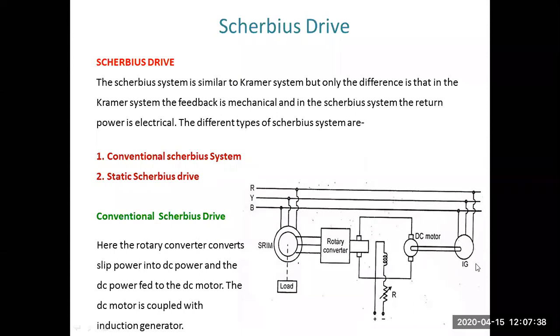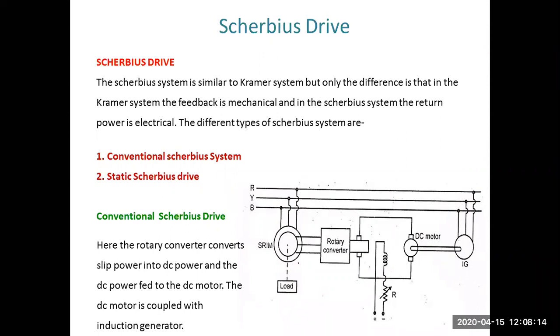The induction generator will produce an AC supply voltage, and this AC supply voltage is fed back to the main supply system. So here we are feeding back the electrical signal recovered from the wasted slip power to the main supply system. But in the case of Kramer, we are recovering the slip power, but we are using it in the operation of a DC motor, which further supports the torque and speed control of that induction motor.